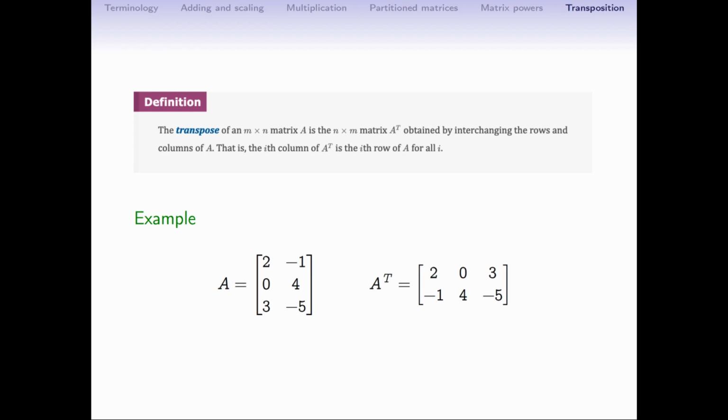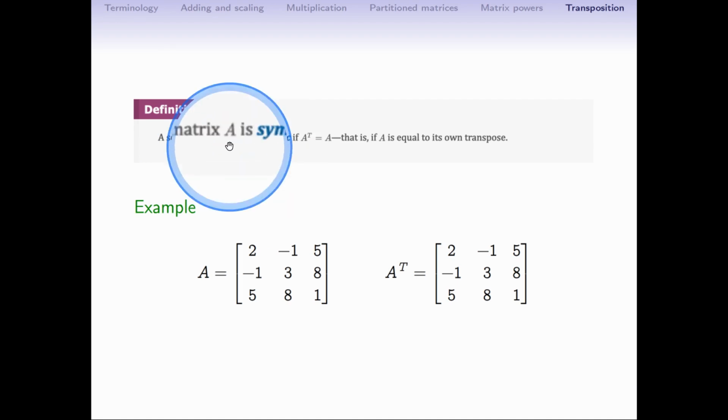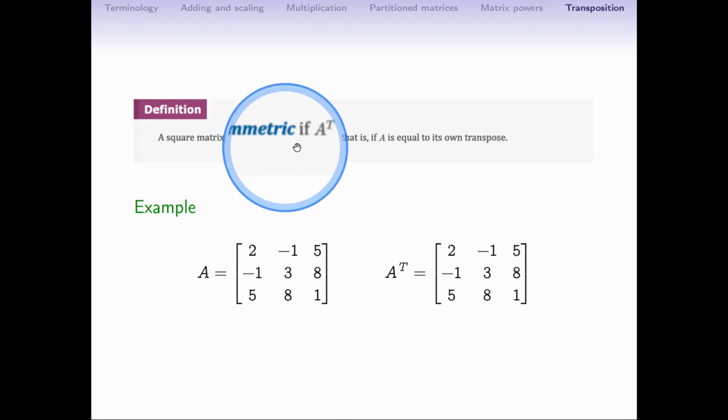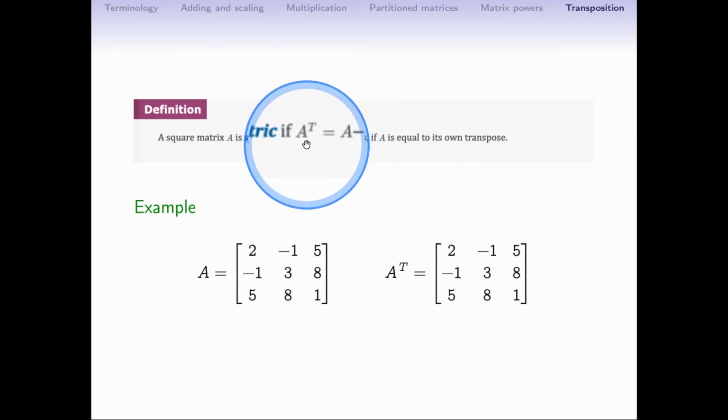So the definition of the transpose of the matrix allows us to very easily define what's called a symmetric matrix. And the symmetric matrices form a very important class of matrices. So let's take a look at this definition and get familiar with the idea of a symmetric matrix. So a square matrix A is called symmetric if its transpose is equal to itself. In other words, A equals A transpose.